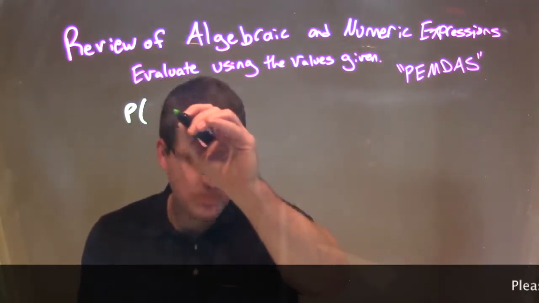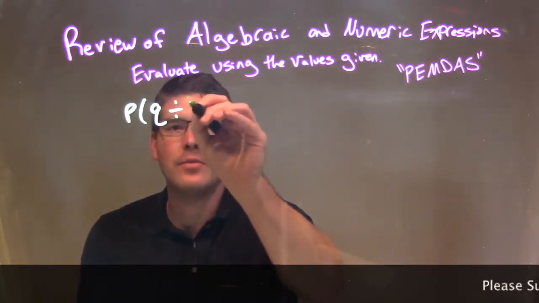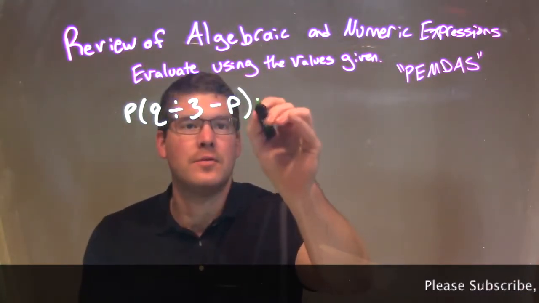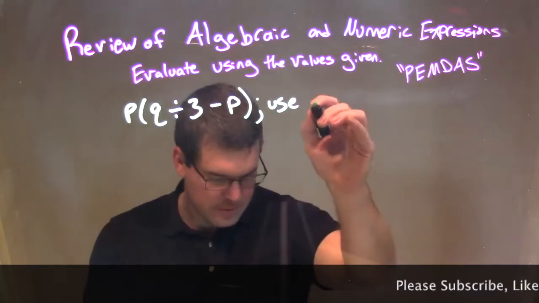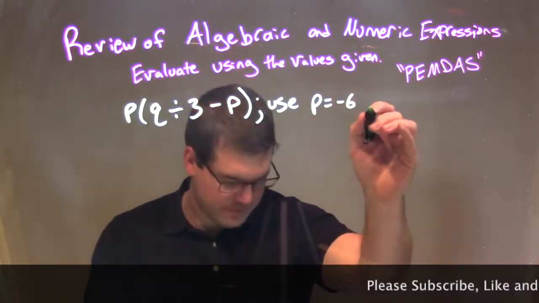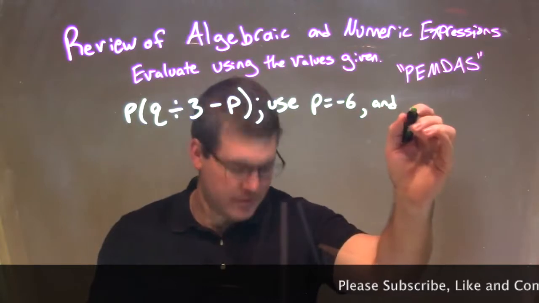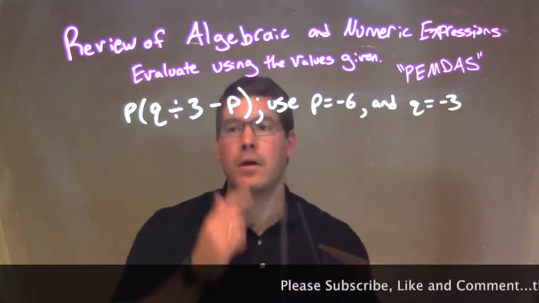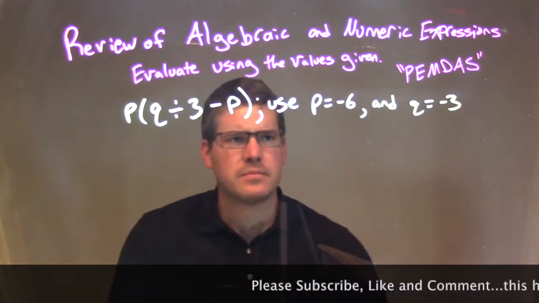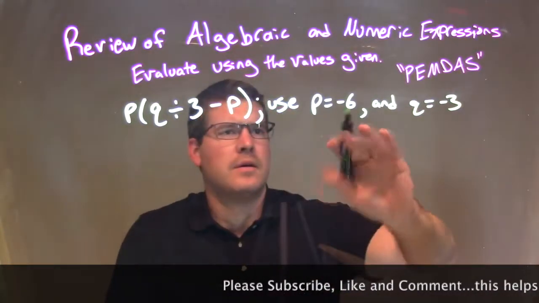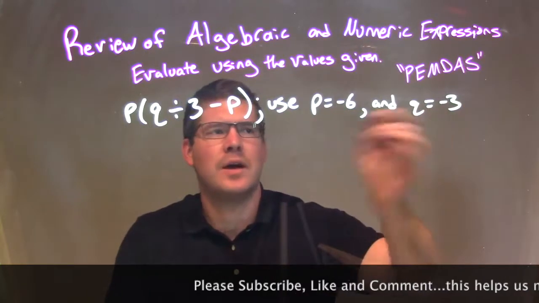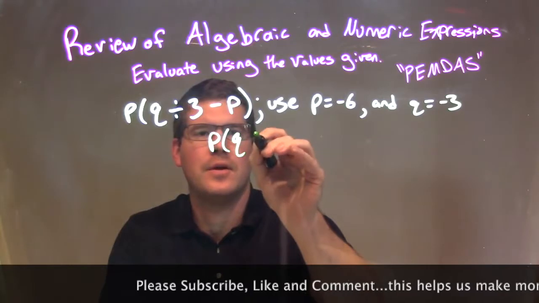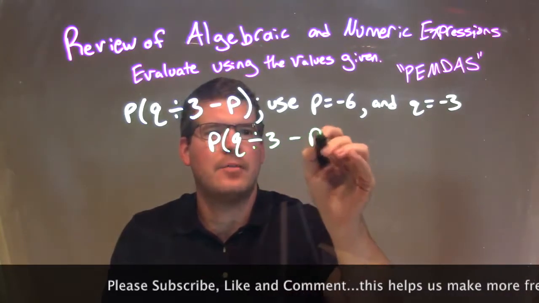P times Q divided by 3 minus P. And they want us to use P to equal negative 6 and Q to equal negative 3. All right, so what I want to do here is I need to substitute negative 6 for P and Q to be negative 3. So I'm going to rewrite this just to P times right in the middle here. Q divided by 3 minus P.